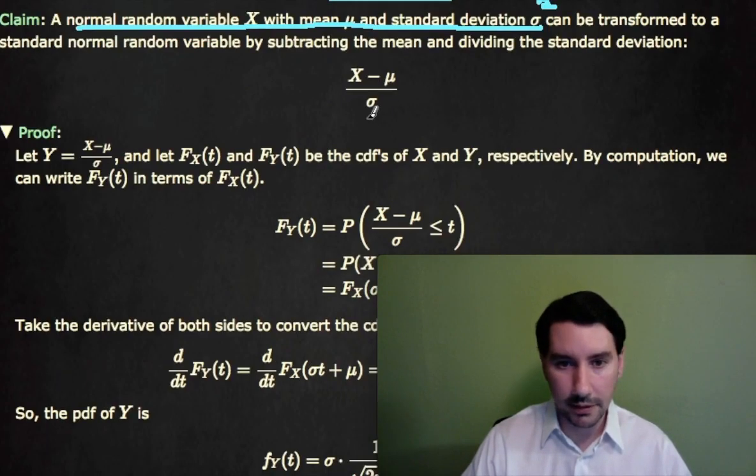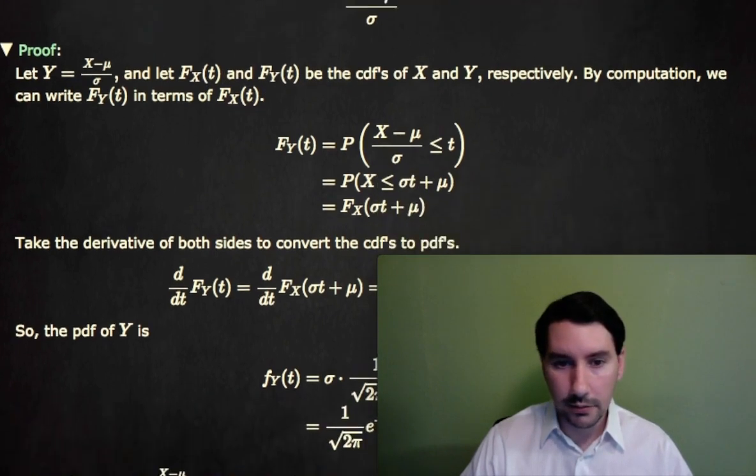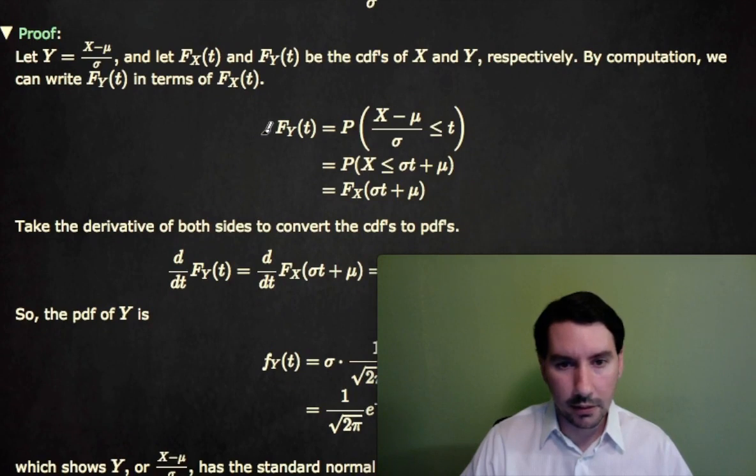So this sigma is not a typo, that is on purpose. Let's let y equal (x minus mu) over sigma. And let F_X be the CDF of x and F_Y be the CDF of y. By definition, F_Y(t) is the probability that y is less than or equal to t, or in other words, that (x minus mu) over sigma is less than or equal to t. Rearranging this algebraically, this is the probability x is less than or equal to sigma t plus mu.